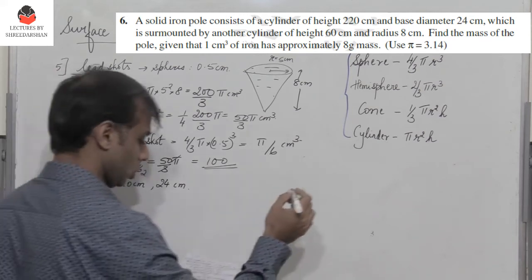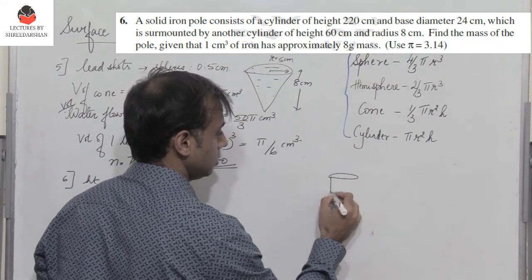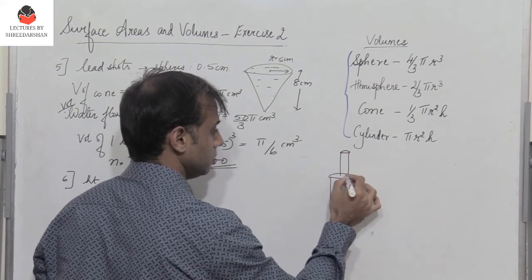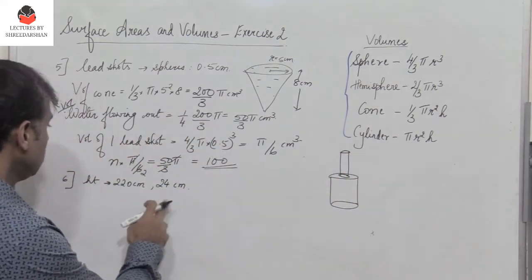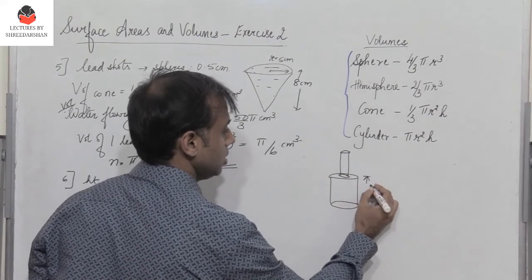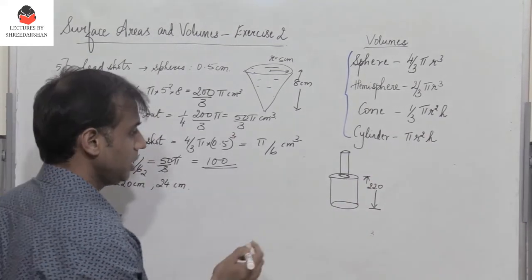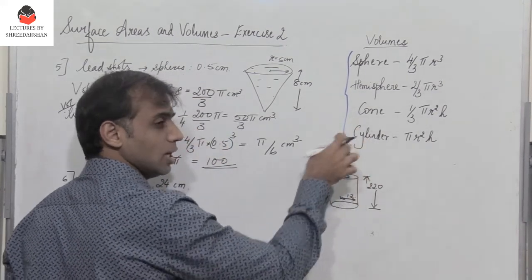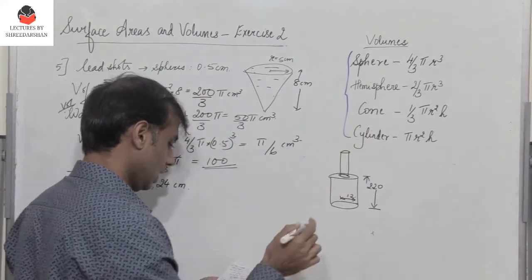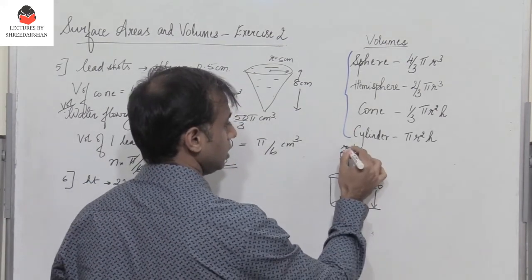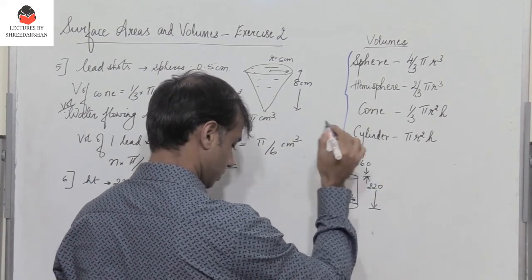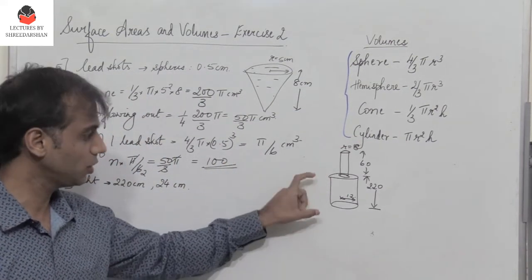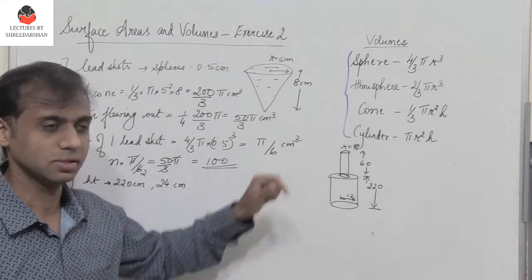So it's a very simple problem. We have a cylinder here, and on top of it there is another cylinder. The height of this cylinder is 220, and the diameter is 24, so the radius is 12. Now on it you have another cylinder. The height is 60, and here the radius is 8. So what is the volume of the entire solid? The volume of the entire solid is the volume of this cylinder plus this.